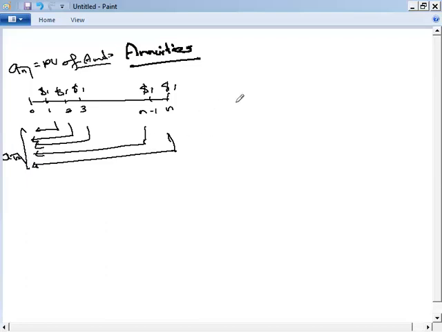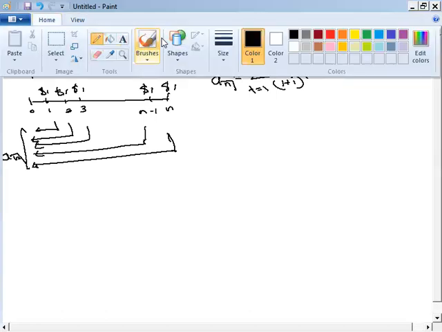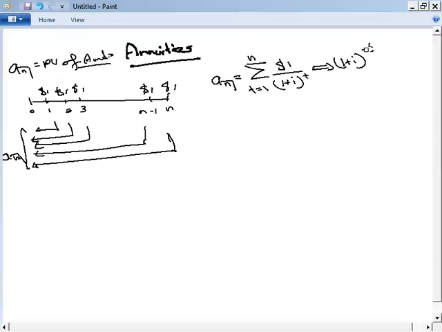So how do we find this? I will write down the formula first. A_n equals the summation of $1 by the rate of interest, (1 plus i) to the power t, where t starts from 1 and goes to n, since this is for n periods. So this is the formula. You can see this discounting factor. If we rewrite this as 1 plus i to the power minus t, so this is minus t.